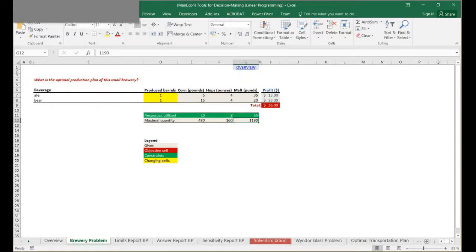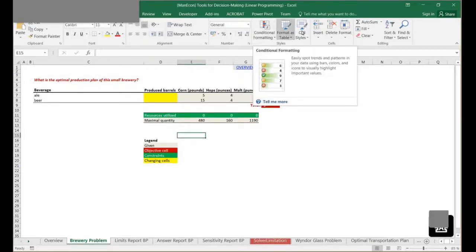So this is actually everything that we need for the model. I removed the ones over here. It doesn't matter, just for you to see that there is the link between the yellow area, so the changing cells, the red area, which is the total profit, and the green area, which is the resources utilized. If you have a model prepared this way, you can then move towards solving the problem.